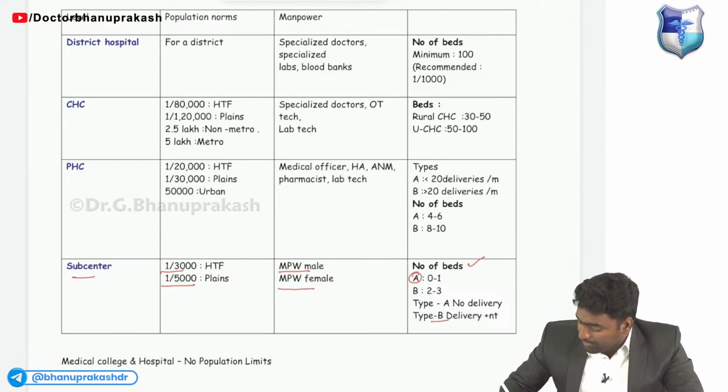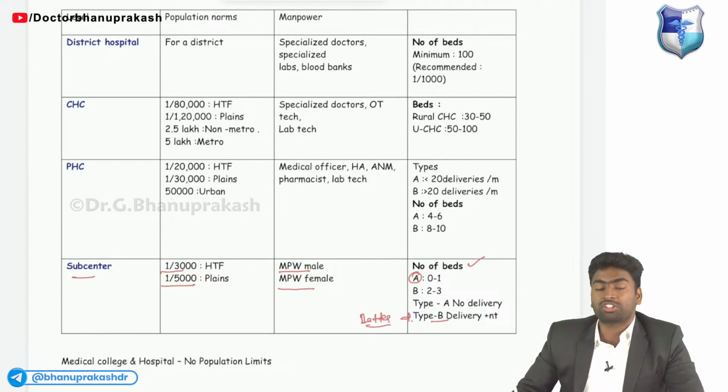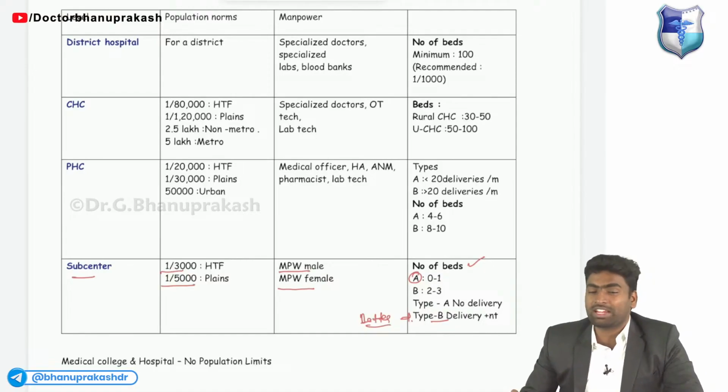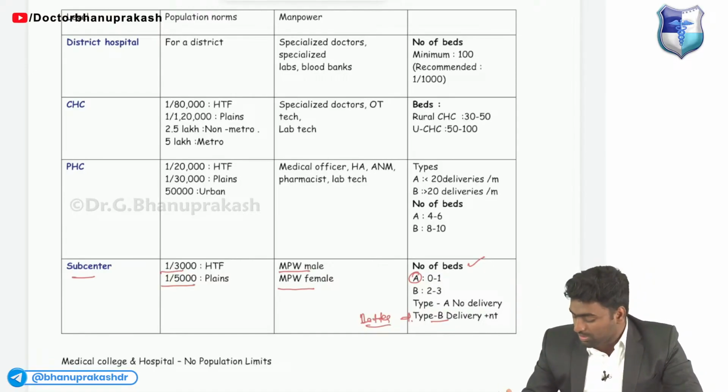Whereas type B is the better one, which has the delivery option. If you are allowing delivery in a subcenter, a bed should be available. So it is type B which has the beds.